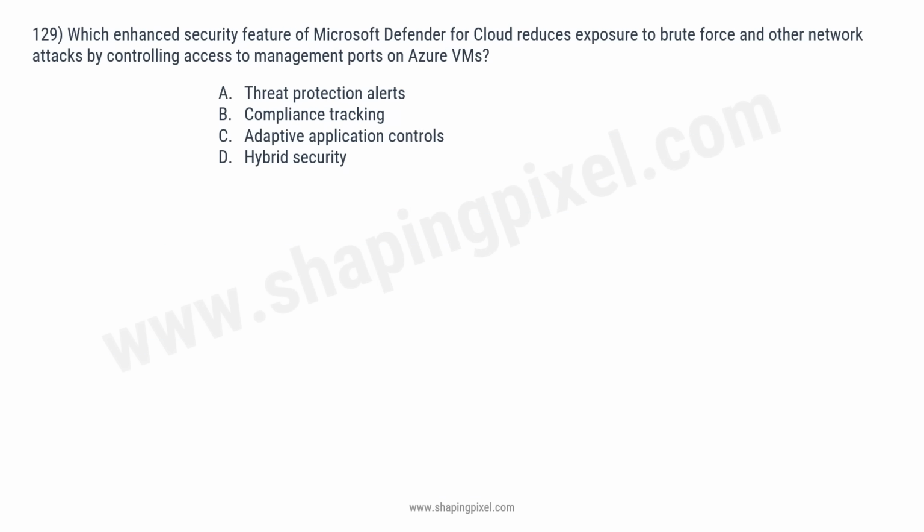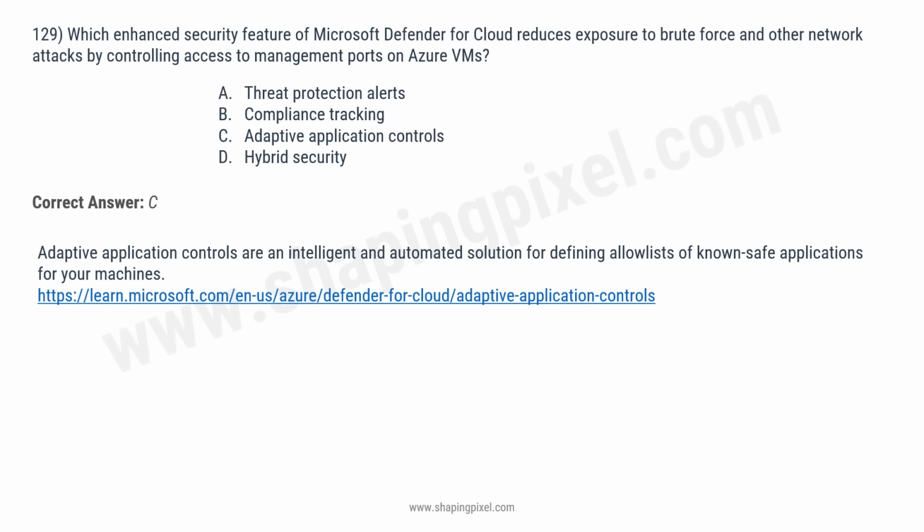So question number 129, which enhanced security feature of Microsoft Defender for Cloud reduces exposure to brute force and other network attacks by controlling access to management ports on Azure VMs? Option A, threat protection alerts. Option B, compliance tracking. Option C, adaptive application controls. And option D, hybrid security. So the right answer here is option C, adaptive application controls.